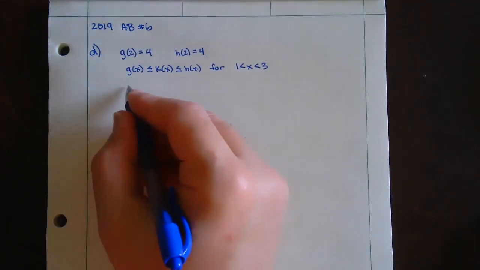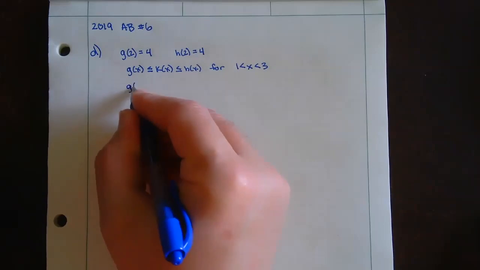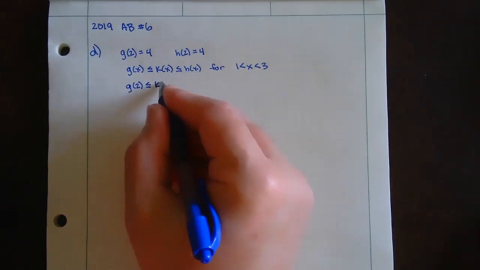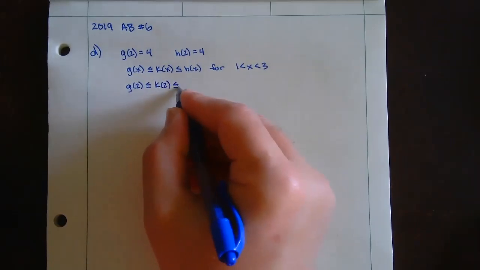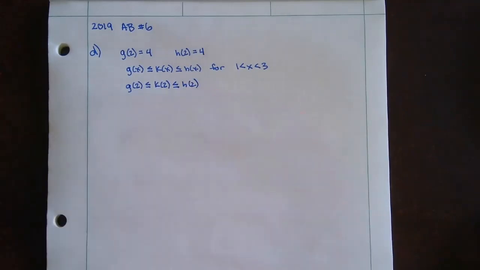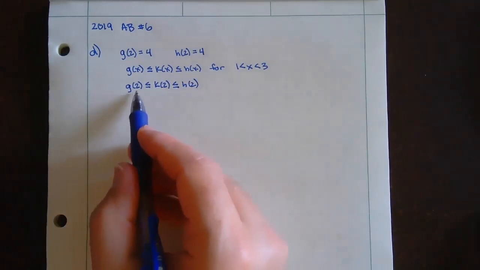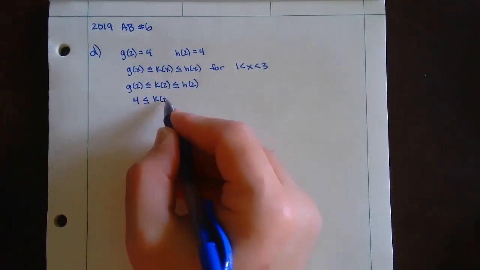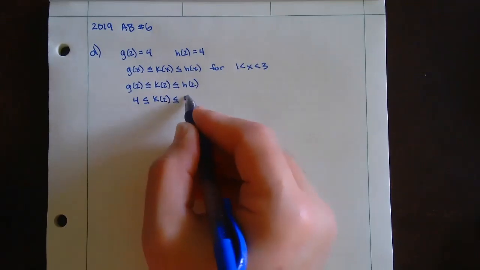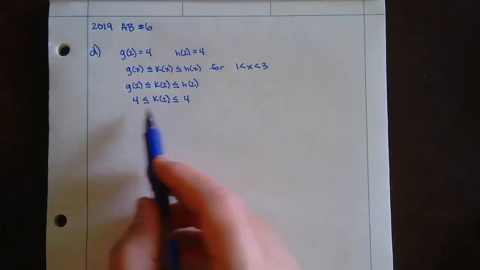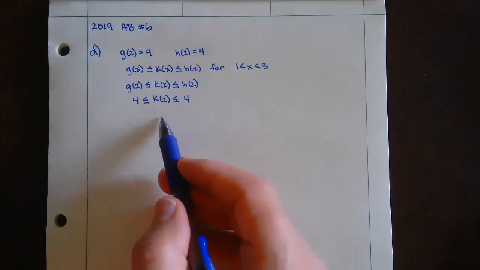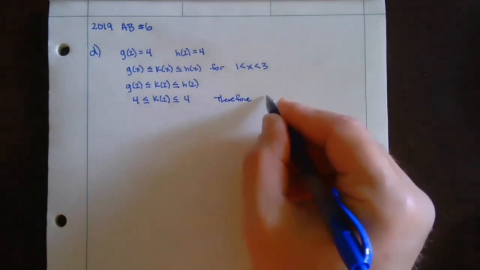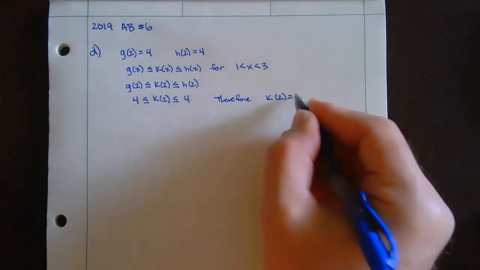Okay, so that would mean that g of 2, because 2 is in between 1 and 3, is less than or equal to k of 2, which is less than or equal to h of 2, okay? And g of 2 is 4, which is less than or equal to k of 2, which is less than or equal to 4. Okay, so if k of 2 is between 4 and 4, k of 2 must equal 4. Okay, so therefore, k of 2 is equal to 4.